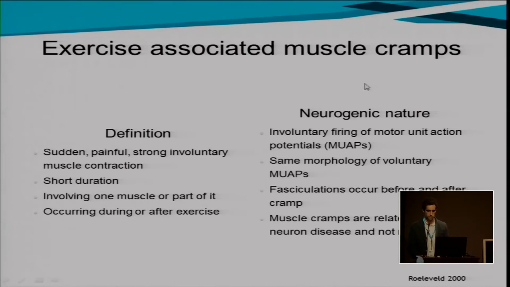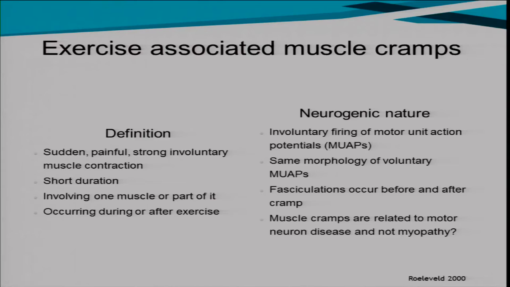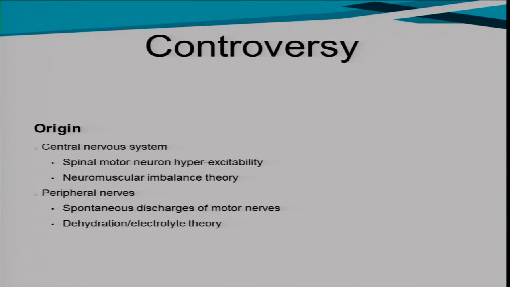The literature says that it's consensual that the exercise-associated muscle cramps have a neurogenic nature. They come from the nerves. And they say that because they resemble the voluntary contraction, they resemble the voluntary firing of alpha motor neurons, of lower alpha motor neurons. And also, they say that fasciculations occur before and after the cramp, the exercise-induced cramp. When I say cramp, it's always exercise-associated muscle cramp. We know in medicine that muscle cramps are mainly related to motor neuron disease, not neuropathy, not myopathy, I mean. So they have neurogenic nature. They come from the nerves.